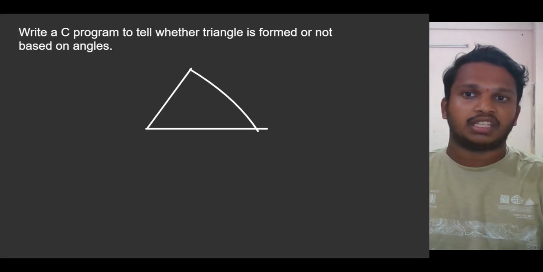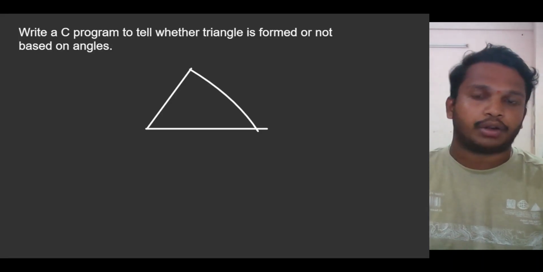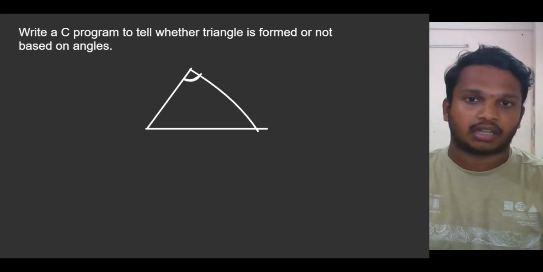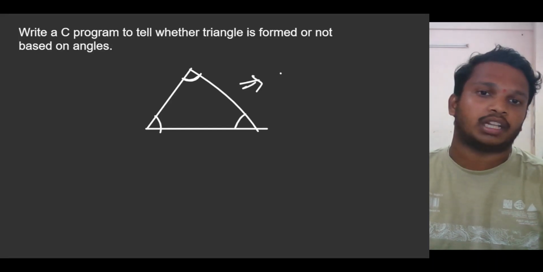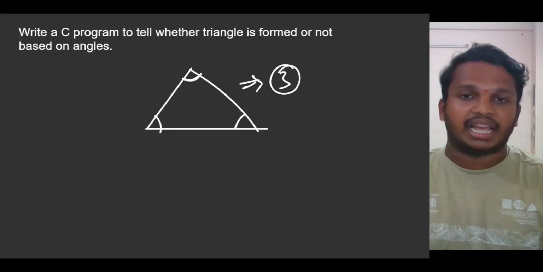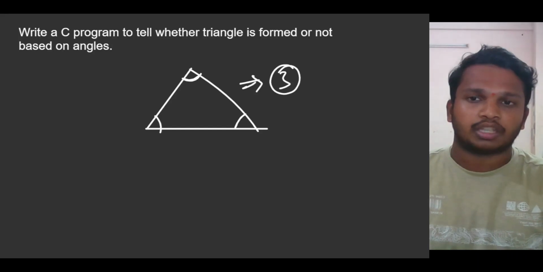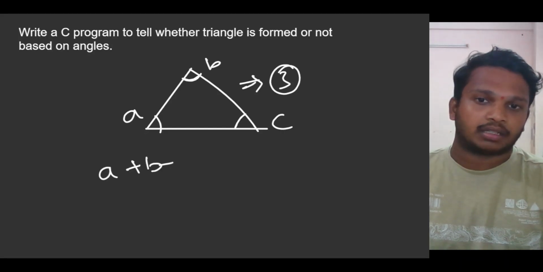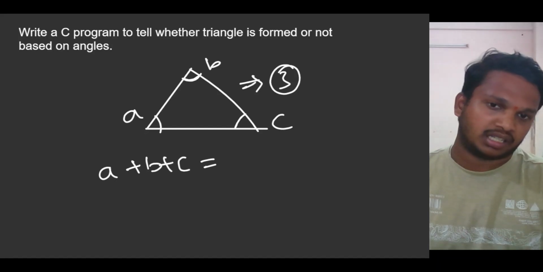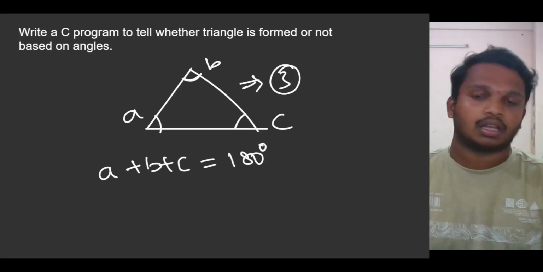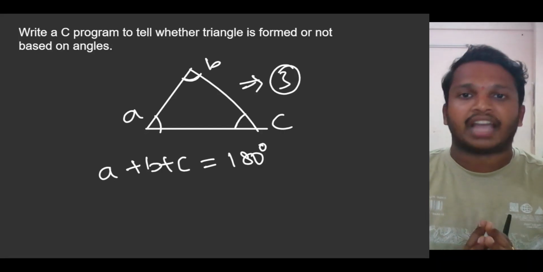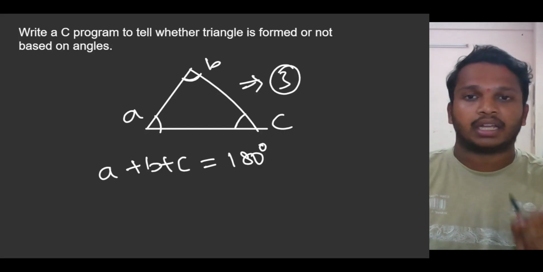For example, if this is a triangle, we will be given three angles. This is one angle and this is one angle and this is one angle. So we have totally three angles. Based on these three angles, we need to tell whether a triangle can be formed or not. The main concept is, think this angle is A and this angle is B and this angle is C. If the sum of these angles is equal to 180 degrees, then we can tell that the triangle can be formed, or else the triangle cannot be formed.